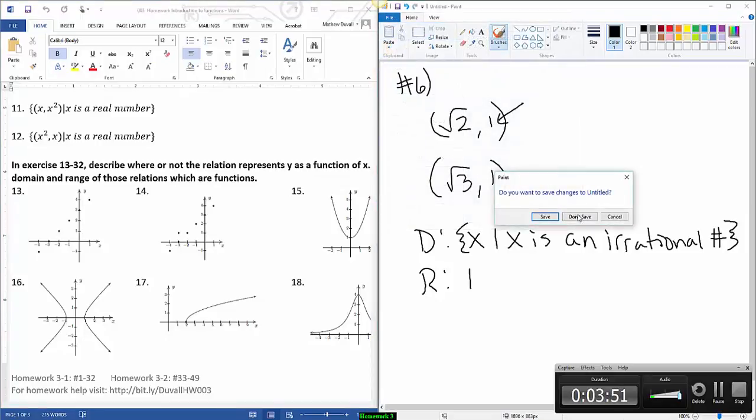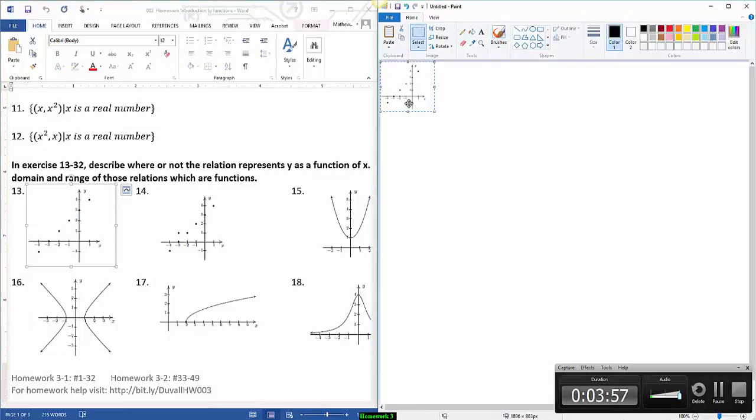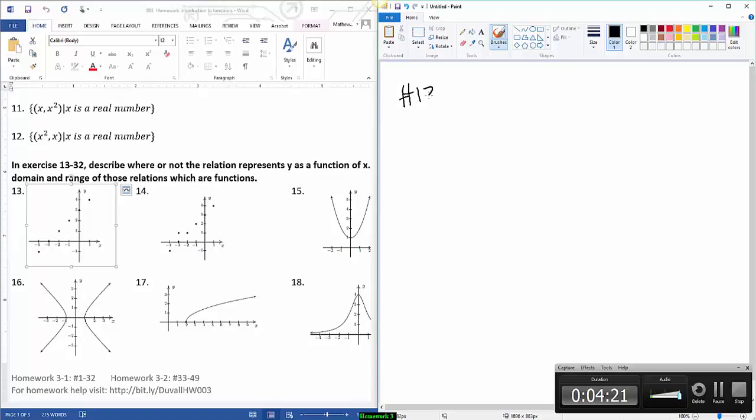If I were to envision number 13 right here, that is so blurry, never mind. Just looking at it, it's going to pass the vertical line test, right? It's only going to pass once, pass once, pass once. And so on number 13, I could easily say that it is going to be a function. So yes, it's a function, because it only passes through once. It doesn't fail the vertical line test.